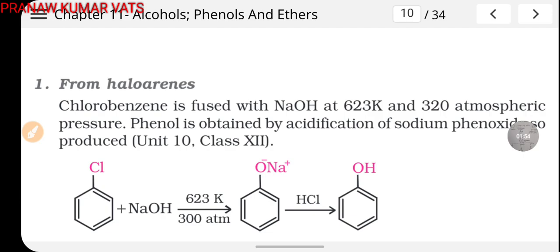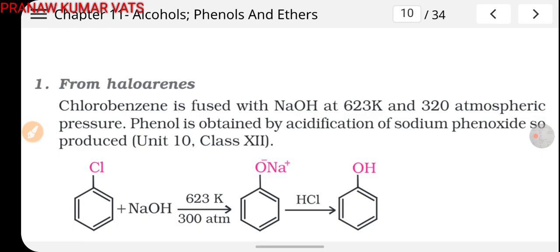Next is preparation of phenol. Phenol can be prepared from haloarenes. Haloarenes means benzene, and in that benzene one hydrogen must be substituted by any halogens. Then it is called haloarene. Substituted benzenes are commonly known as arenes.